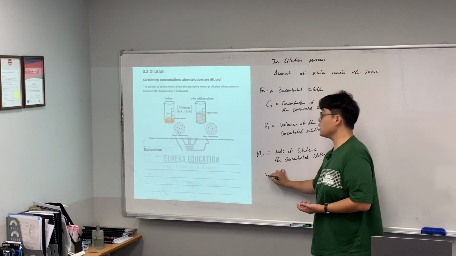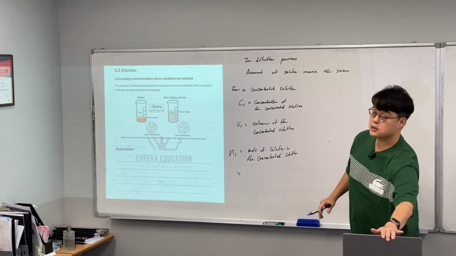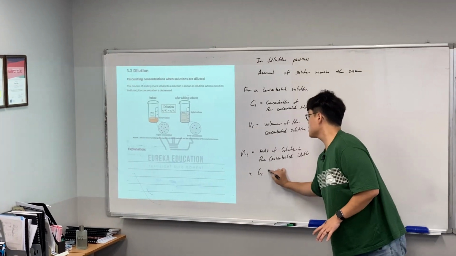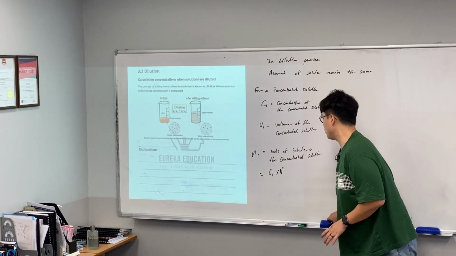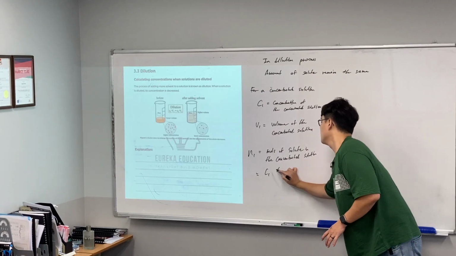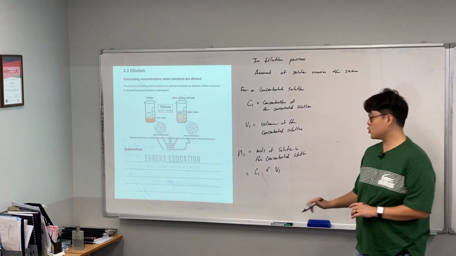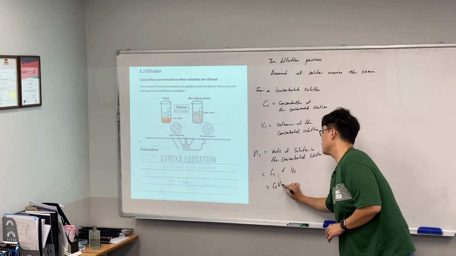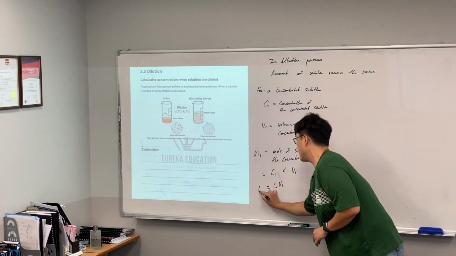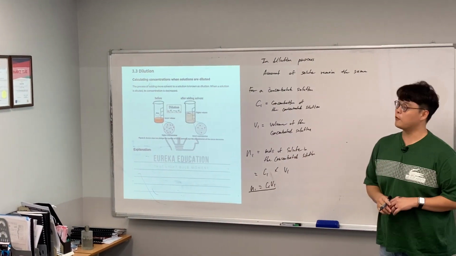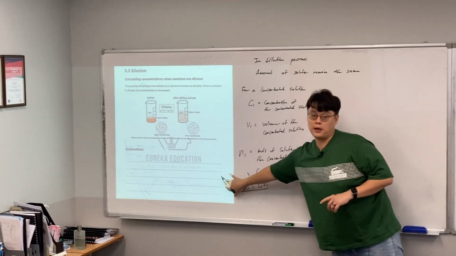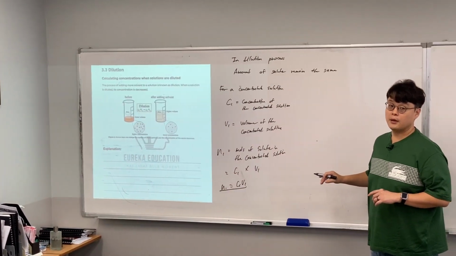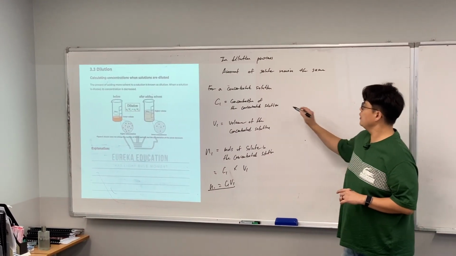can be found by, as we learned, N equals CV. That would be C1 times V1. In short, I can just write C1 V1. So we got N1 is equal to C1 V1 for first of all. You can copy that down in the explanation part given here. Okay, there's a space, you can write this one too.